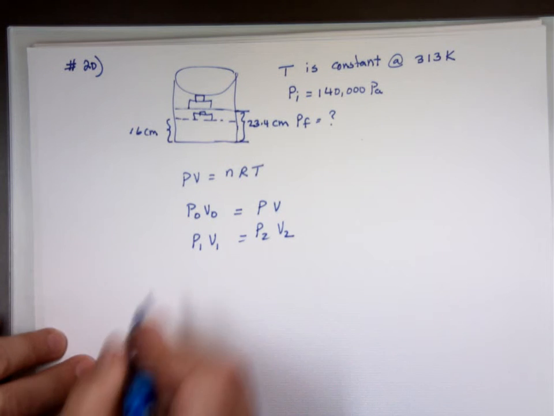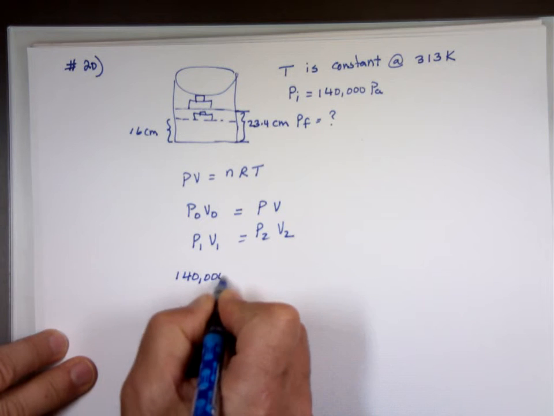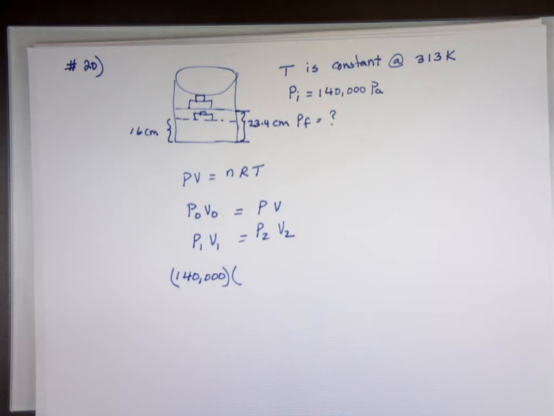What's pressure 1? Initial pressure. 140,000. And what was volume 1? Well, look at that shape. It's a cylinder. So the volume is what? Area times height.